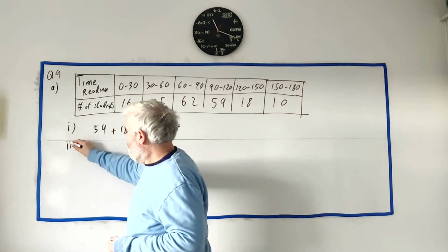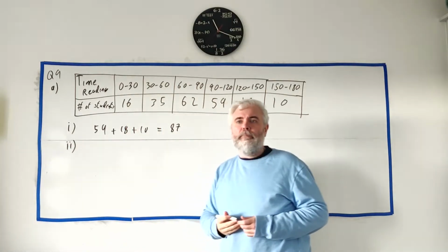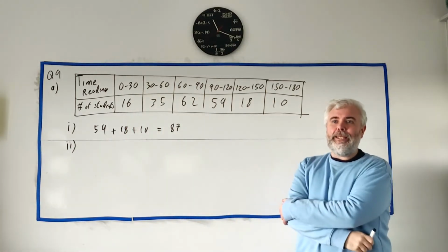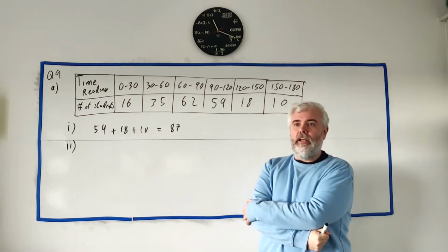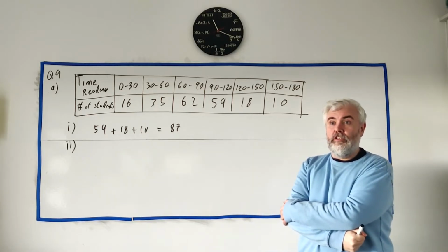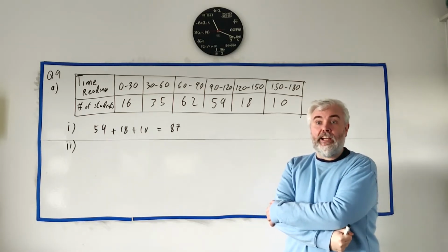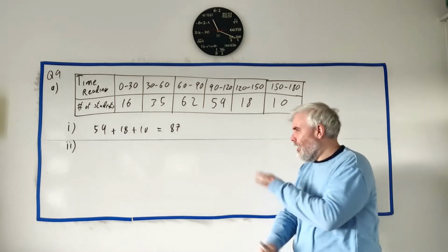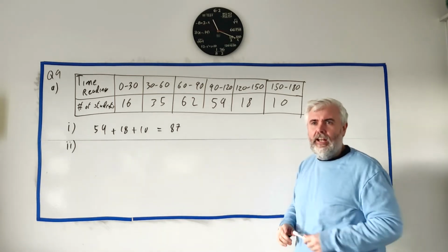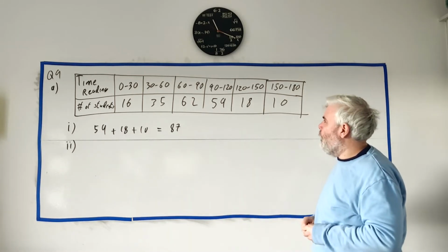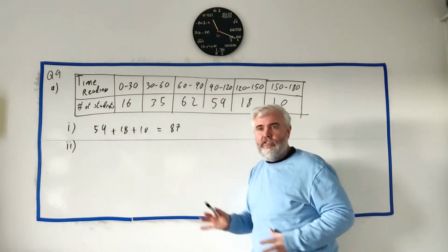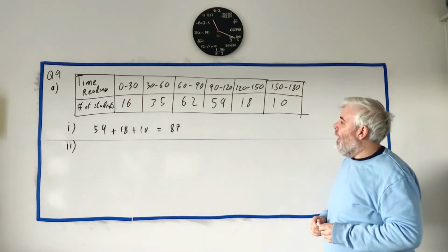Okay, on to part 2. Part 2, they say estimate the mean time spent reading by the 200 students as accurately as possible. Okay, I don't actually like this question, which I'll explain why in a moment. But first of all, let me try and answer it as they want.